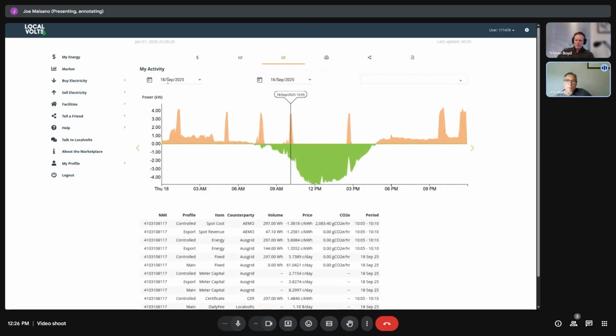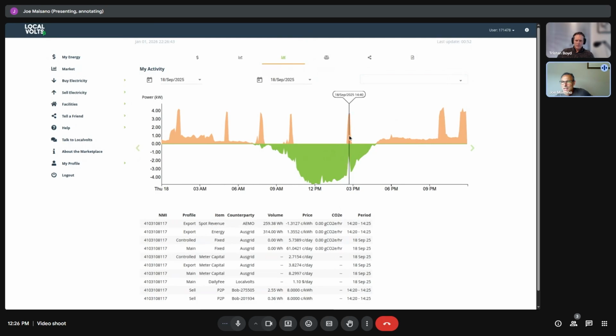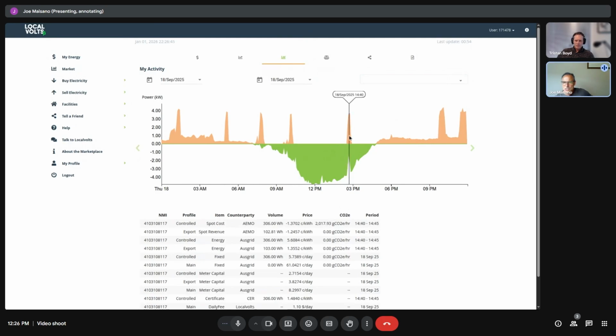This one's from September. So spring day, probably plenty of sun because we've got a nice even profile. There's probably not a lot of behind the meter consumption going on, which is very much shaping this profile. We've got a couple of little spikes in usage here, but you can see this is mainly the controlled load.